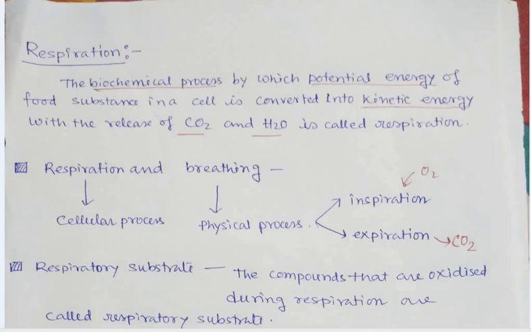So the potential or stored energy is broken down by a series of enzymatic reactions in respiration. So we can summarize respiration as the biochemical process by which the potential energy of food substances in a cell is converted into kinetic energy, with the release of carbon dioxide and H2O.